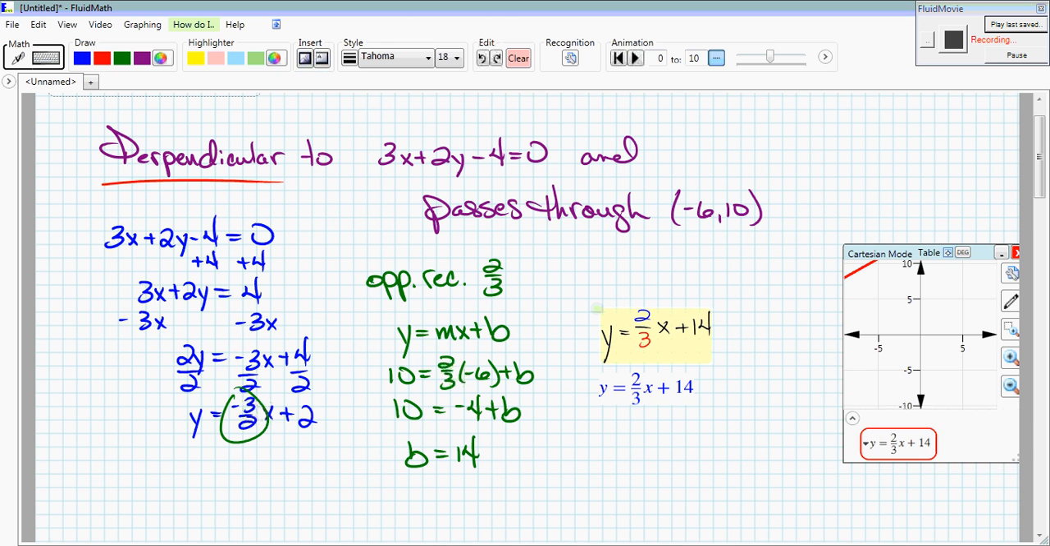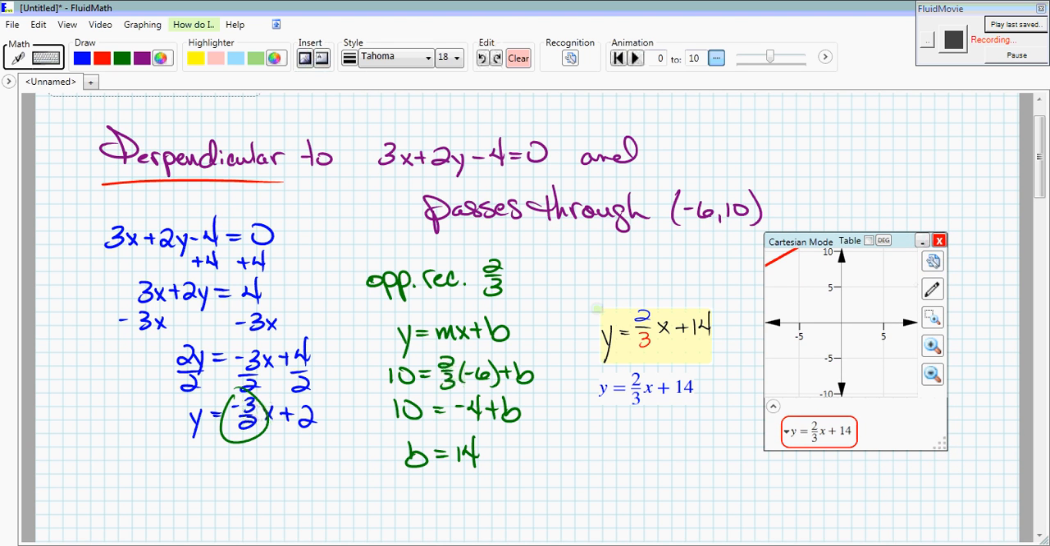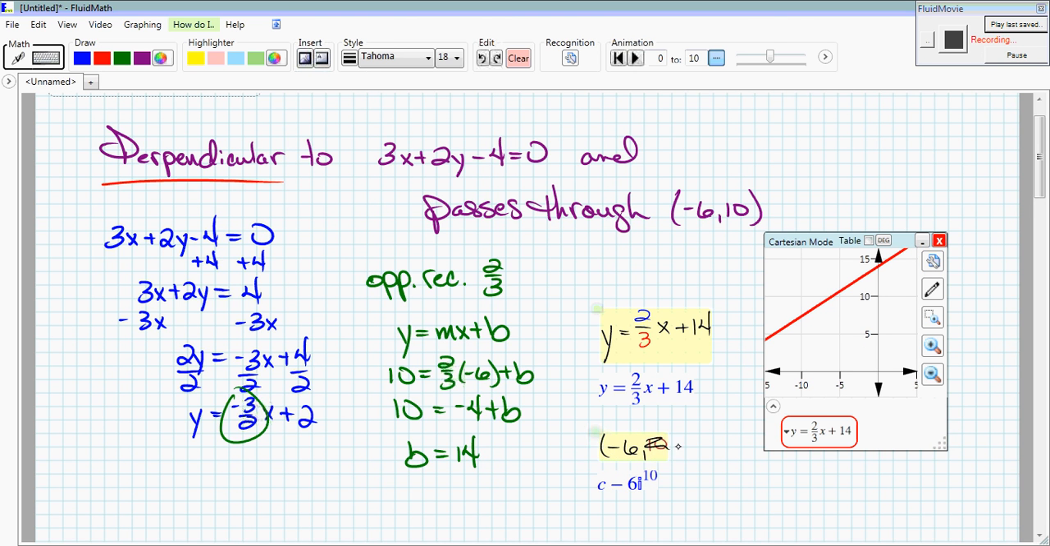I didn't want to do that. I'm going to reset my view on my graph, and I'm going to slide over here so I can see it a little bit better. I'm also going to graph the point negative 6, 10. Okay, it passes through the point.